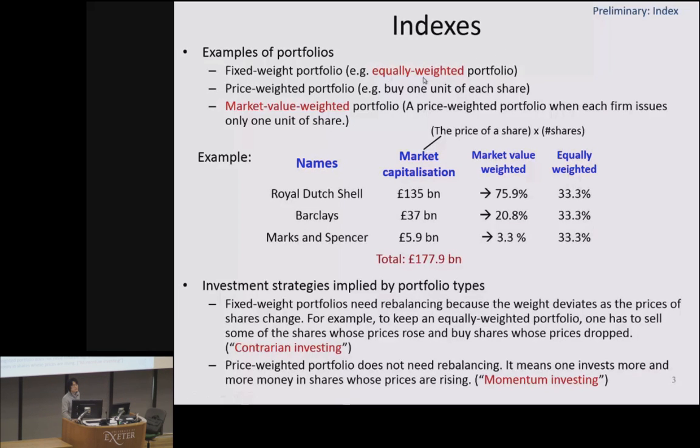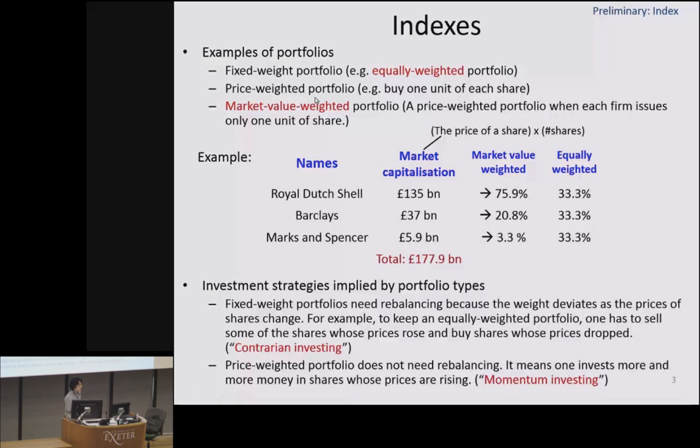The simplest example is an equally weighted portfolio, for which your portfolio weights should be 1/3, 1/3, and 1/3. So the same amount of money, equal amount of money is invested in each of the companies. So that's an equally weighted portfolio.